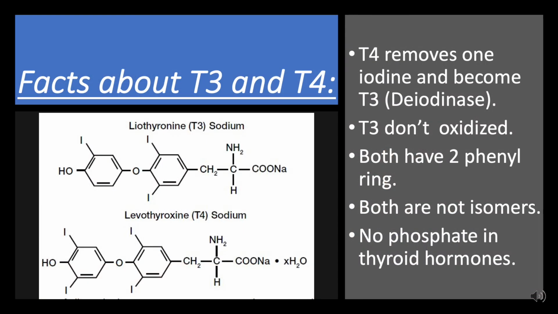Facts about T3 and T4. T4 loses 1 iodine and becomes T3, by deiodinase. T3 is not oxidized. Both have 2 phenyl rings. Both are not isomers. There is no phosphate in thyroid hormones.